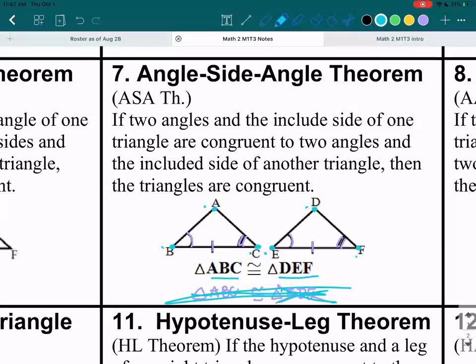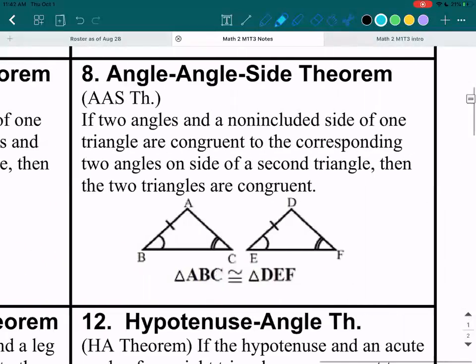All right, so let's move on to box number 8, which is the angle angle side theorem, so AAS. It's a similar thing. We're going to start with an angle over here. They are congruent. And then you go over to the next angle. They are also congruent. And then you go on to the side. They are congruent. And so since those 3 things are congruent in that order, then you have angle angle side, abbreviated by AAS. Okay? And then you can say triangle ABC is congruent to triangle DEF.